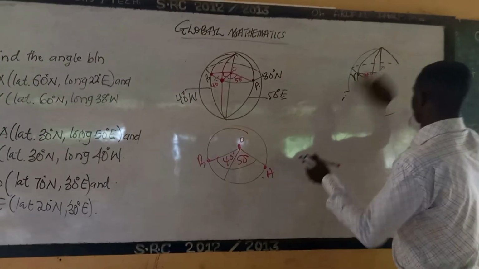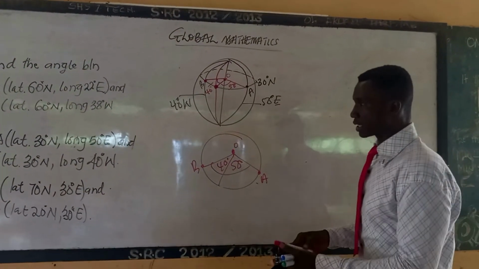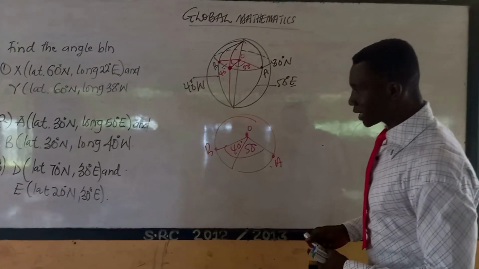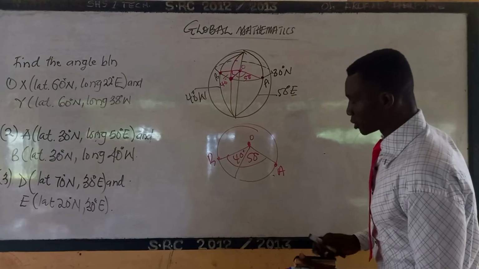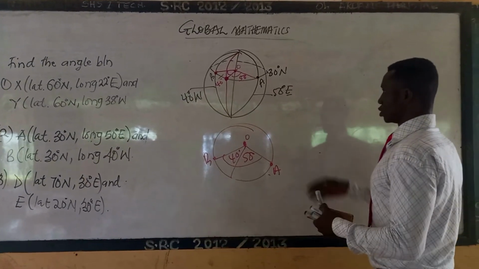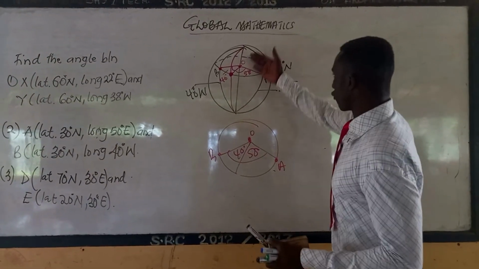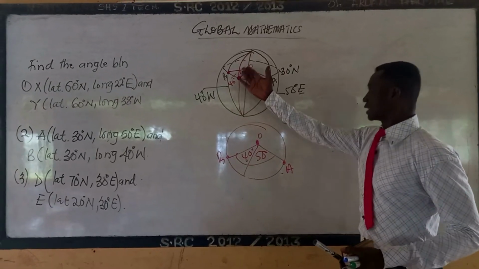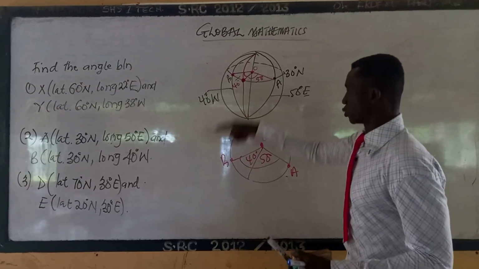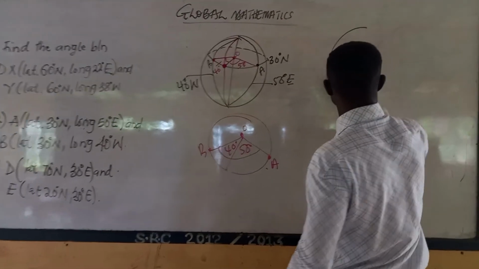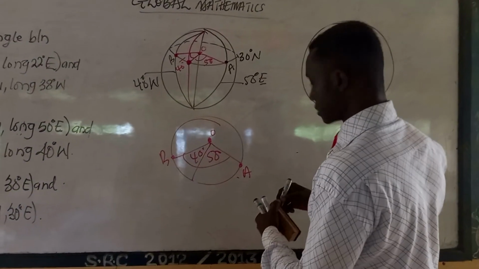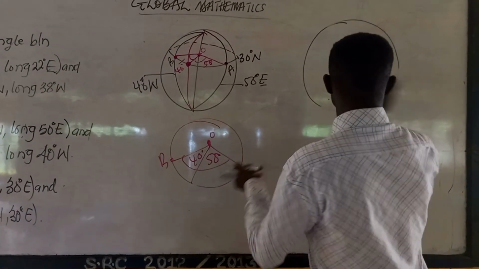Now let's go to the third question. The third question says, the third question has different latitudes, but the same longitudes. Okay, let's see. So in these ones, the angles were falling on latitudes. You see the angle was falling on latitude. But let's see the third one. The third one, let me draw the earth. Then we see what happens.